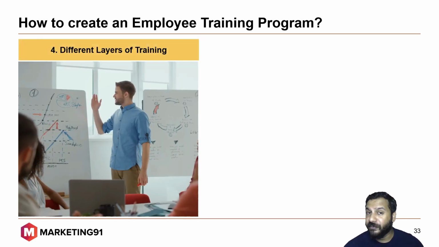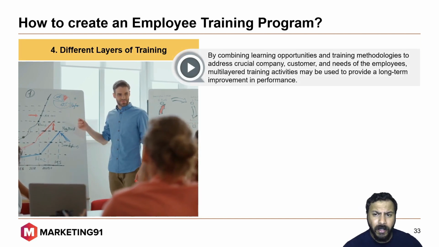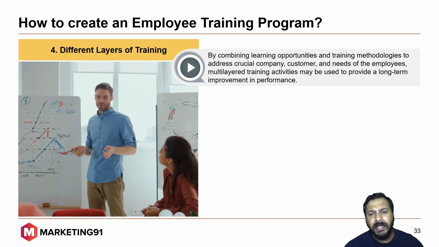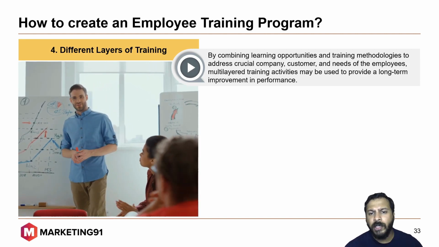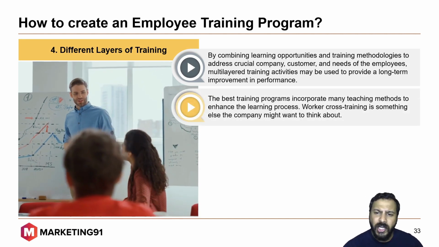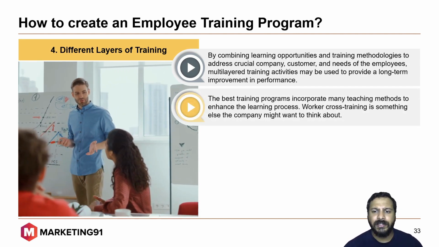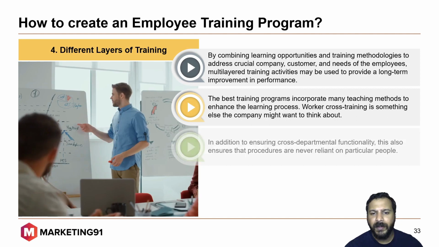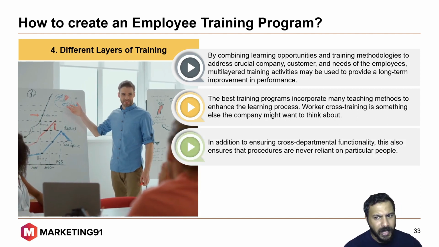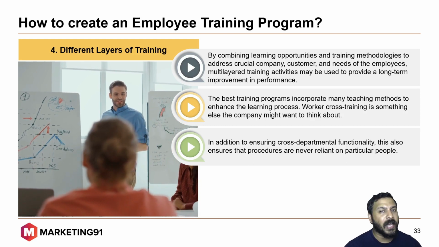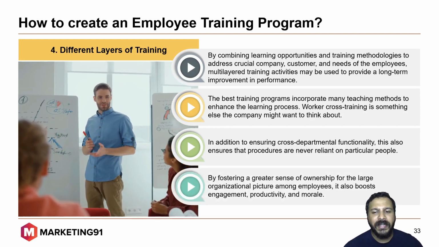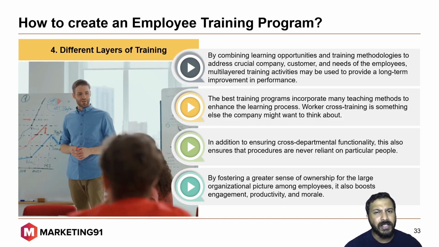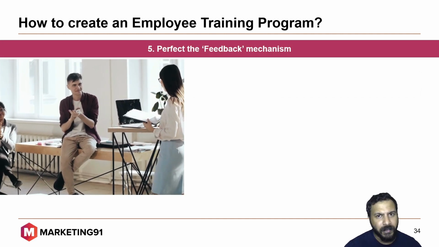At number 4, different layers of training. By combining learning opportunities and training methodologies to address crucial company and customer needs of the employees, multi-layered training activities may be used to provide a long-term improvement in performance. The best training programs incorporate many teaching methods to enhance the learning process. Worker cross-training is something else the company might want to think about. In addition to ensuring cross-department functionality, this also ensures that procedures are never reliant on particular people. By fostering a greater sense of ownership for the larger organizational picture among employees, it also boosts engagement, productivity, and morale.